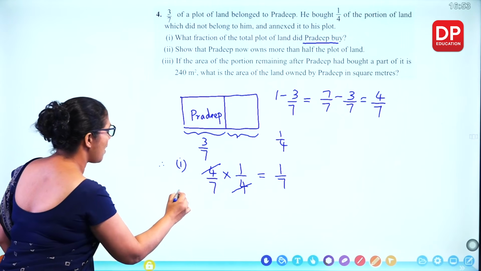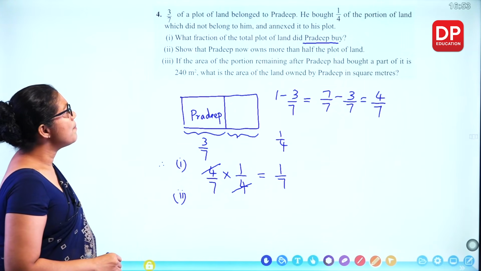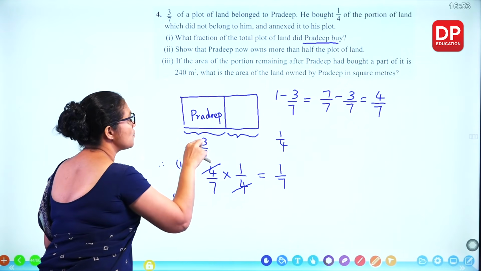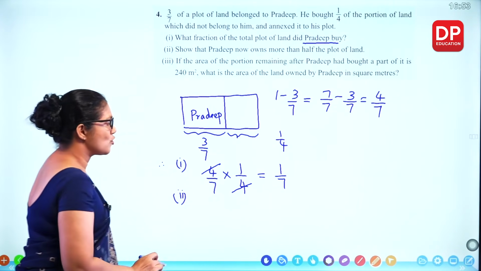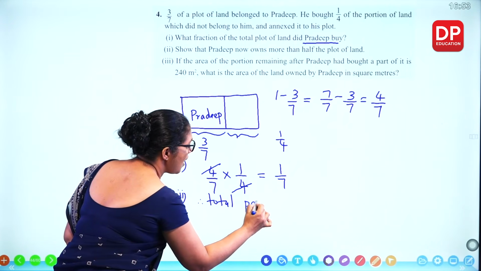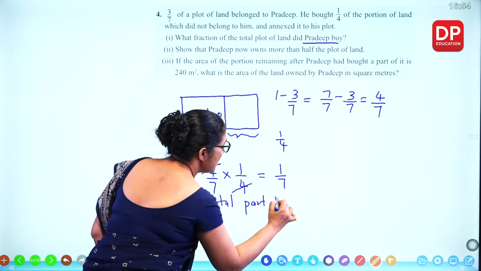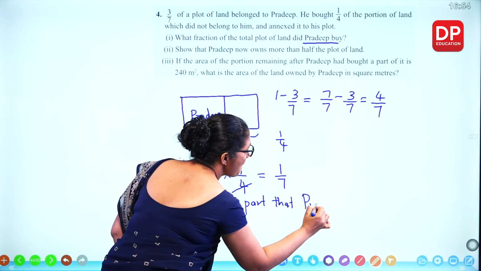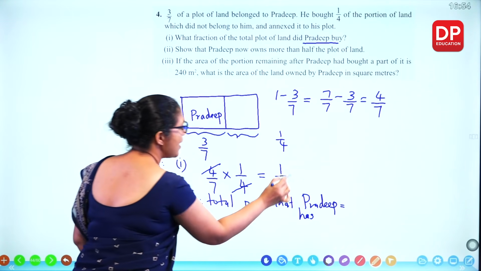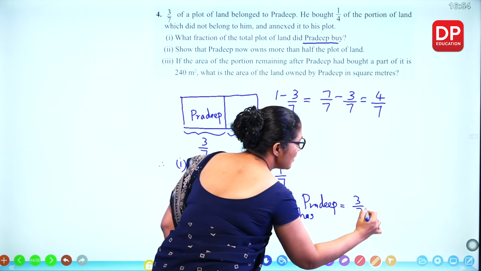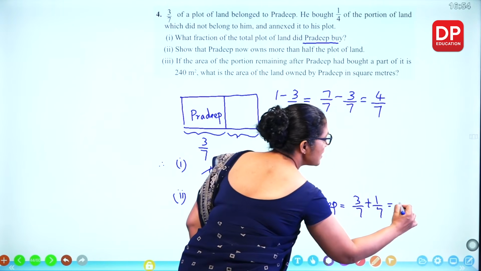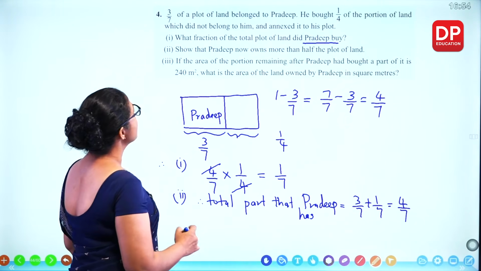Now they are asking the second part. Show that Pradeep now owns more than half of the plot. Earlier he owned 3/7. Now 1/7. So what's the total parts that Pradeep has? You need to add these two parts, 3/7 and you add 1/7 to that. So what's the total? Same denominator, you can add it, 4/7. So that's the second part.